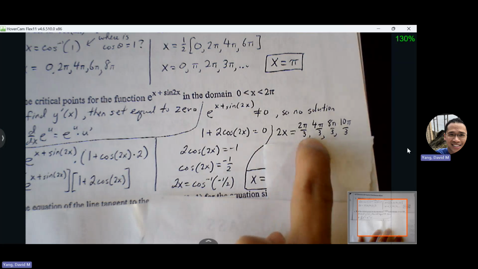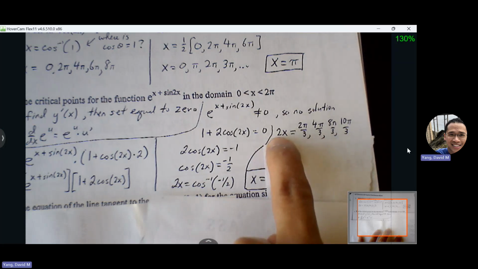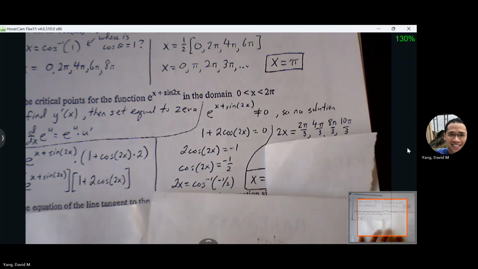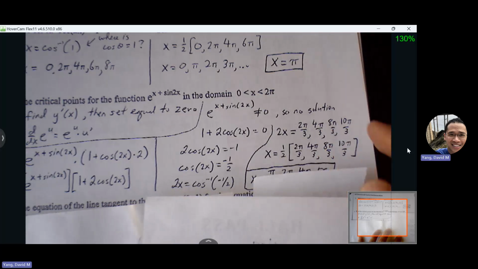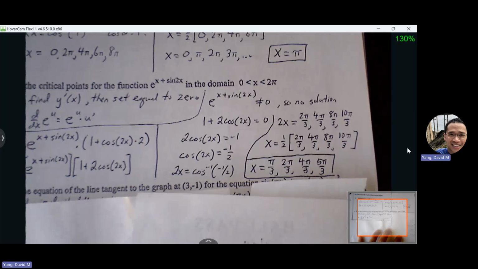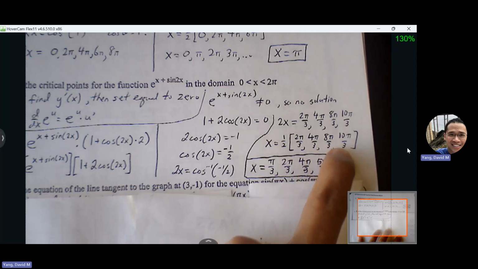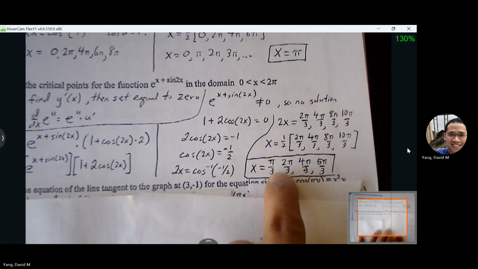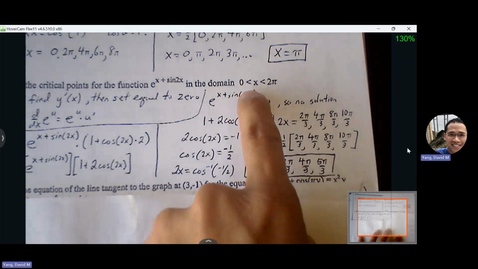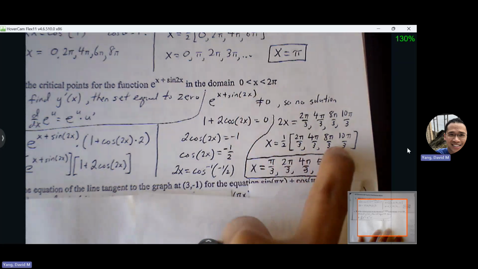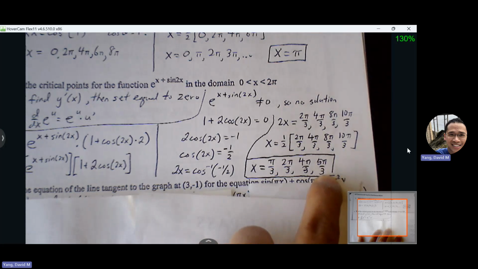Okay, so here are our potential solutions. Divide everything by 2, multiply by 1/2. And we get pi over 3, 2 pi over 3, 4 pi over 3, and 5 pi over 3. Now, these all happen to be clearly inside the interval, so it is good to go all the way up to 10 pi over 3 because we do end up with a solution that is still in our interval.